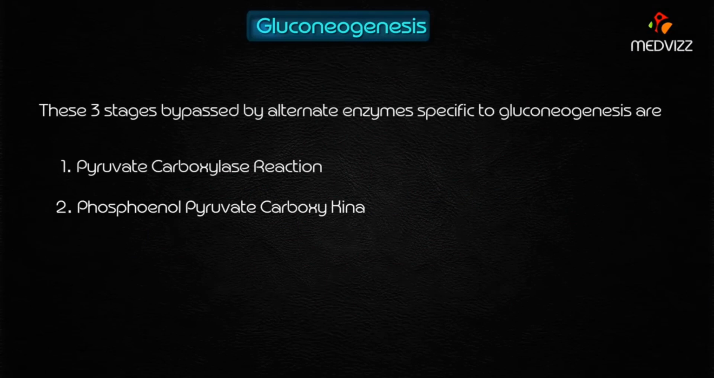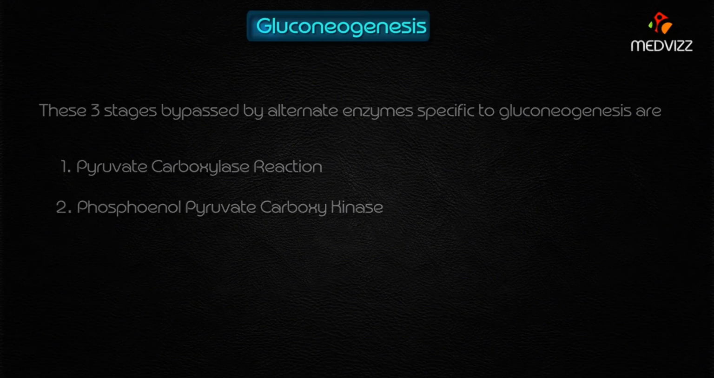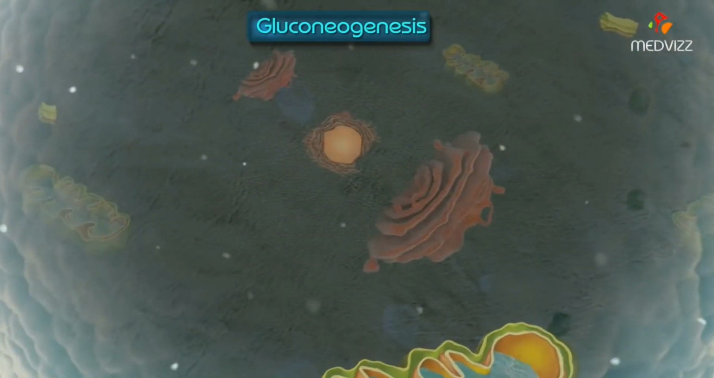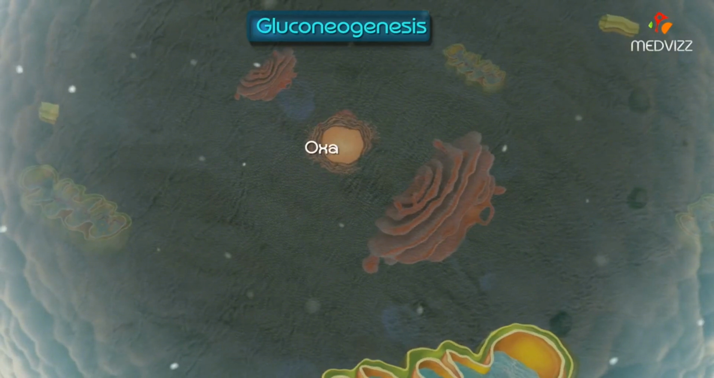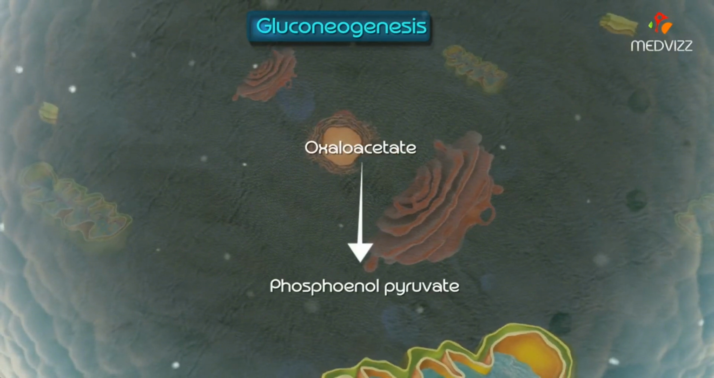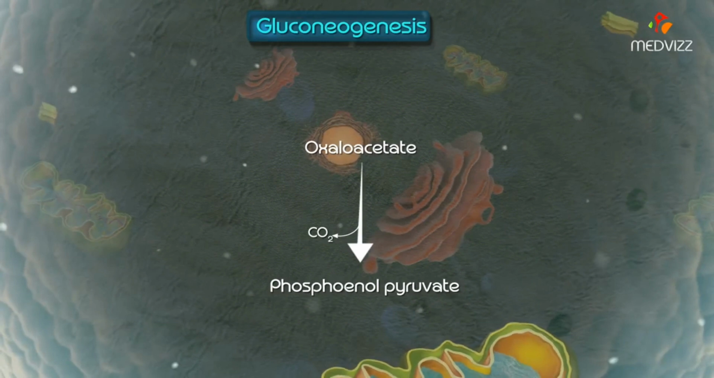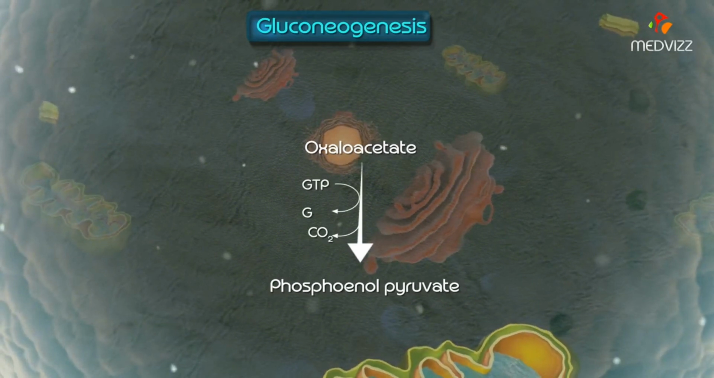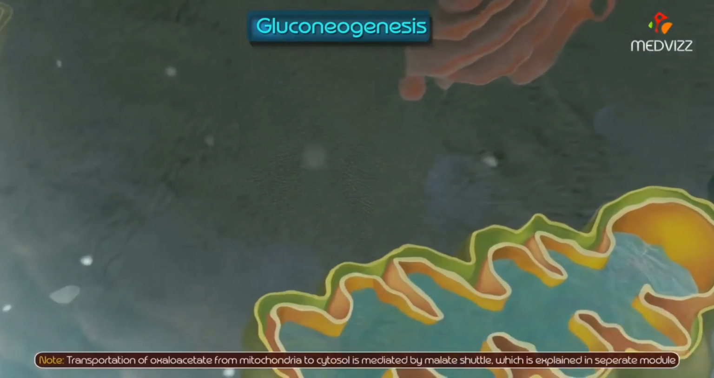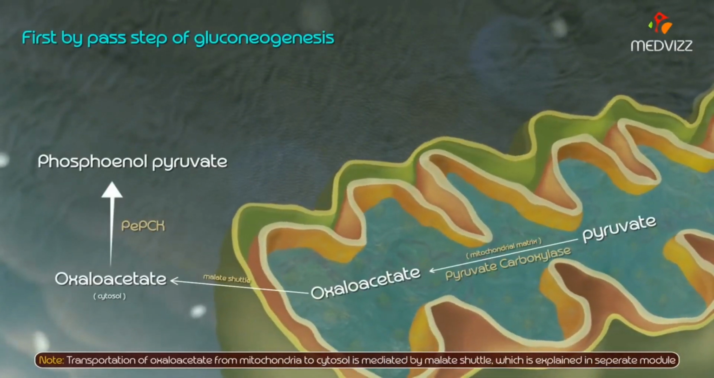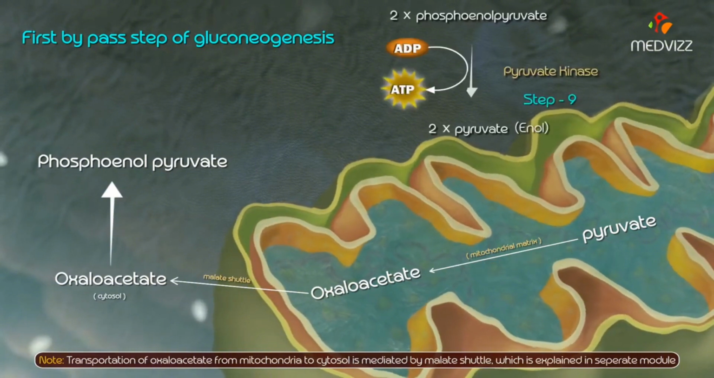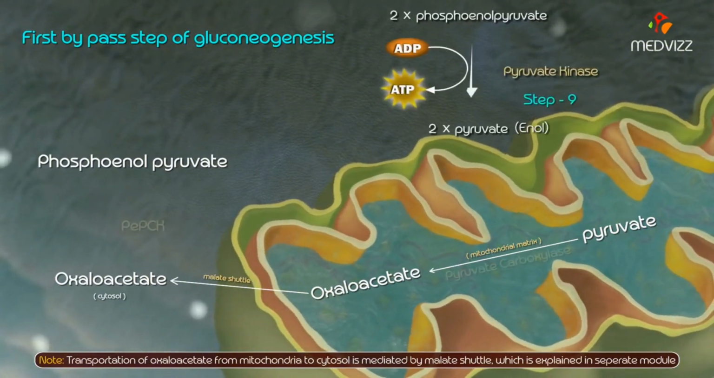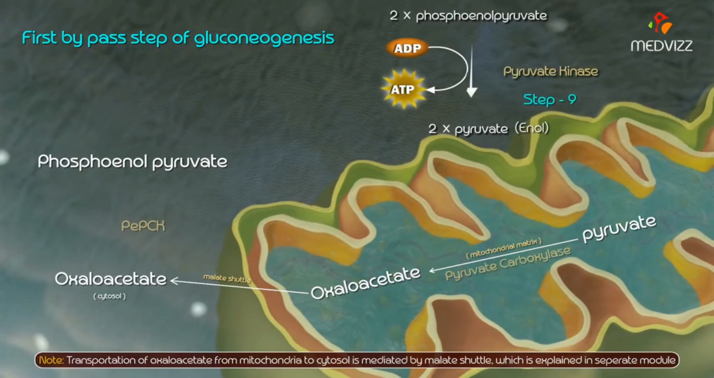And the second bypass step is phosphoenolpyruvate carboxykinase. So as you can see over here very clearly, in the cytosol the enzyme converts oxaloacetate to phosphoenolpyruvate with the removal of a carbon dioxide molecule. GTP donates the phosphate, and this is the net effect of these two reactions in the conversion of pyruvate to phosphoenolpyruvate, and this replaces the irreversible step in glycolysis catalyzed by pyruvate kinase, which is step 9 of glycolysis.